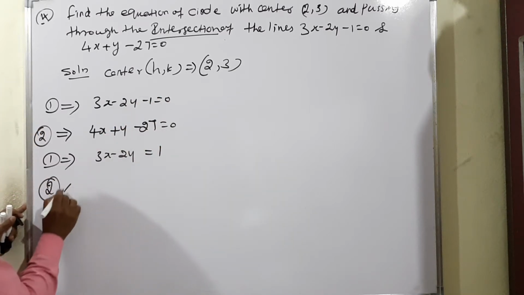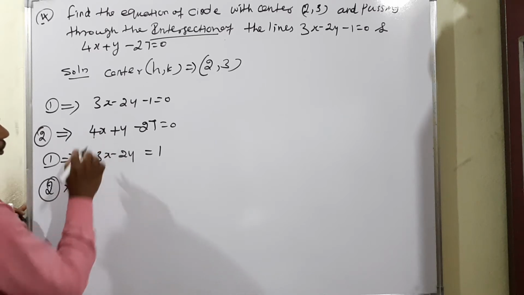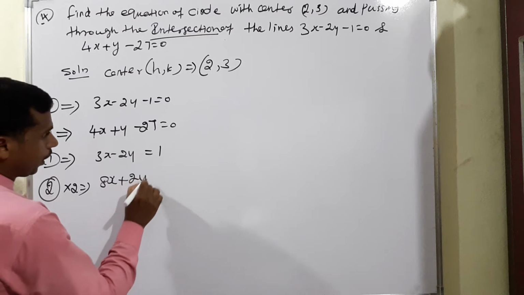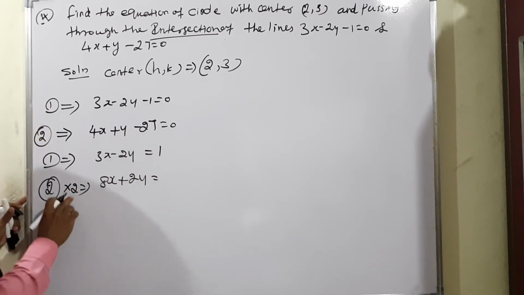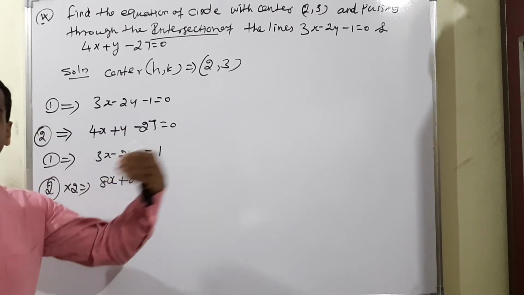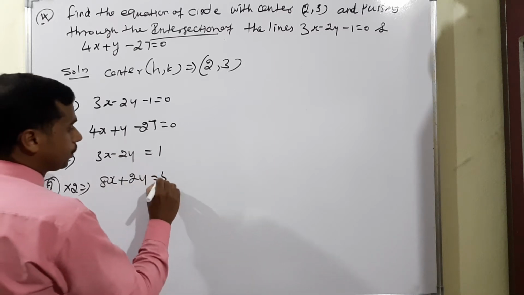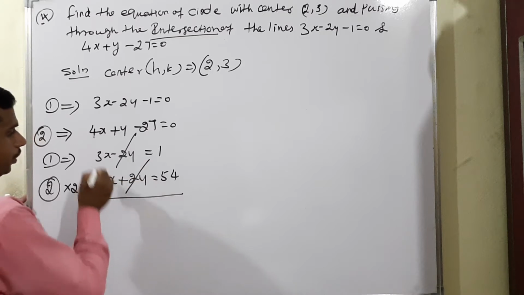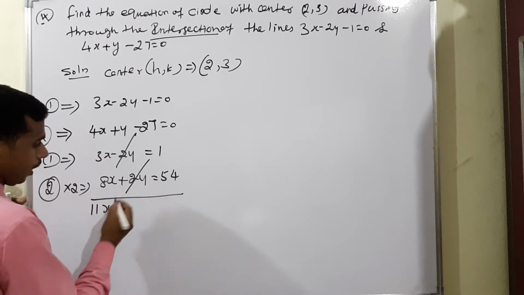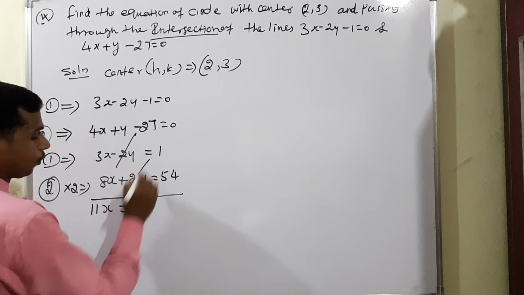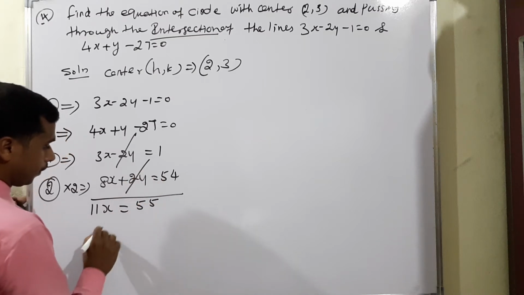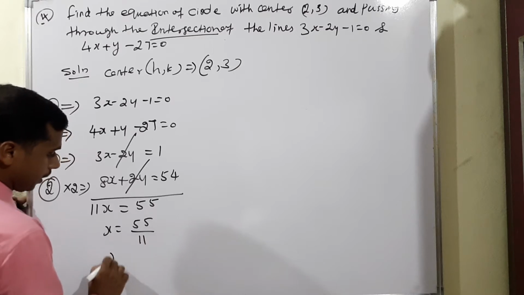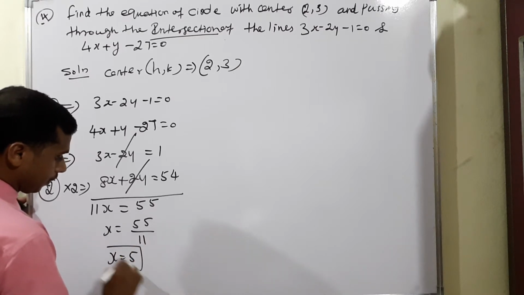Equation 2 we have to multiply by 2. What will happen? 2 into 4 means 8x, and 2 into y means 2y is equal to minus 27 into 2, which is minus 54. Bring it to the opposite side, a positive 54. Now we can cancel minus 2y plus 2y. So 8x plus 3x is 11x is equal to 54 plus 1 is equal to 55. Therefore x is equal to 55 divided by 11, so x is equal to 5.